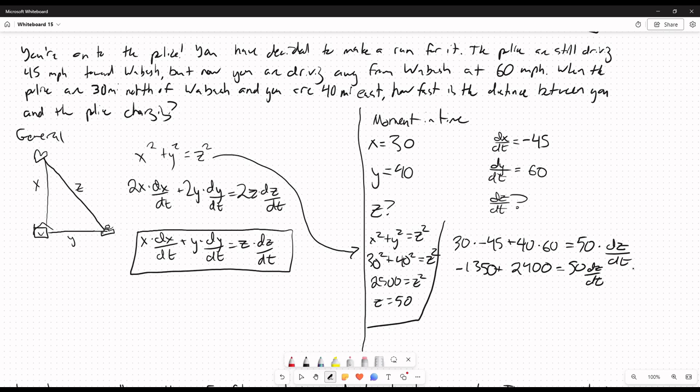If I'm not mistaken, 2400 minus 1350 should be 1050 equals 50 dz/dt. I can go ahead and divide both sides by 50. This will actually be a nice number, surprisingly enough. We should get that 21 equals dz/dt. So the distance is changing by 21 miles per hour, and that is how fast it is increasing.